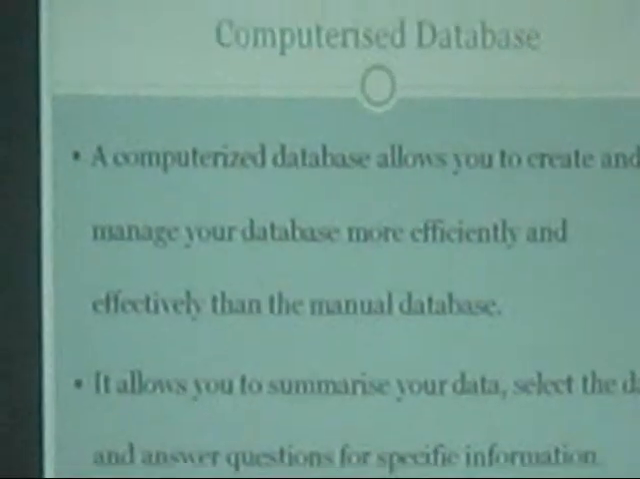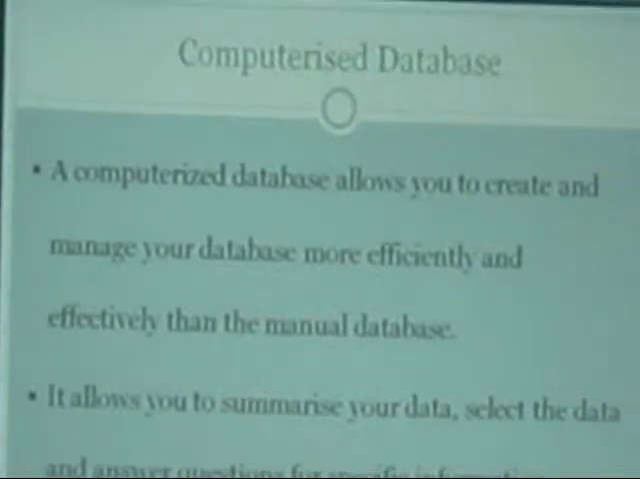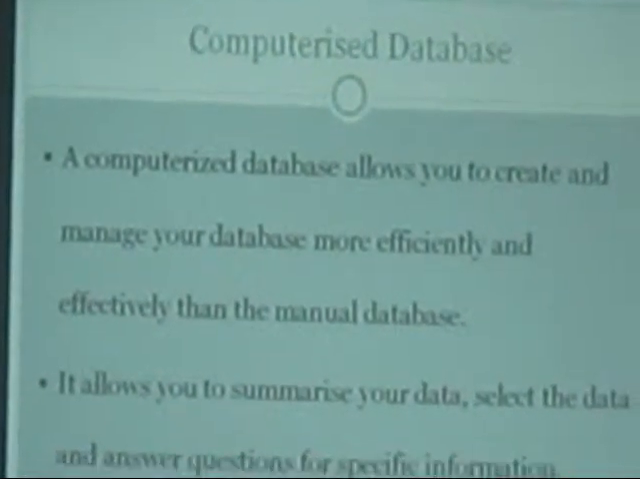Now we're going to look at the computerized database system. A computerized database allows you to create and manage a database more efficiently and effectively than a manual database. It allows you to summarize the data, select the data, and answer questions for specific information. So with the computerized system, you'll be able to manage your files more effectively. You can compare, you can get summaries, you can ask questions, so you can query.